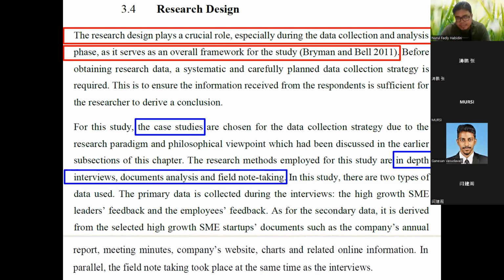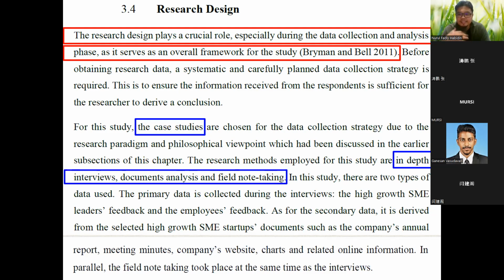In the second paragraph, their study highlights their research strategy. For this study, they use the case study as the data collection strategy, due to the research paradigm and philosophical viewpoint, which had been discussed in the earlier subsection of this chapter. The research method employed for this study is in-depth. So they are using instruments. What instruments? They use interviews, document analysis and field note taking.